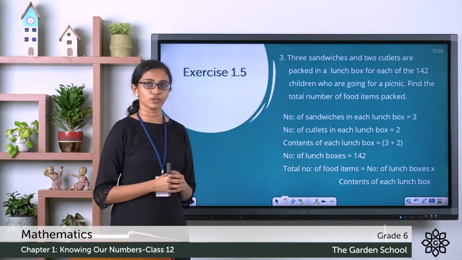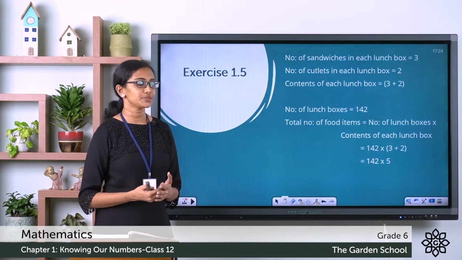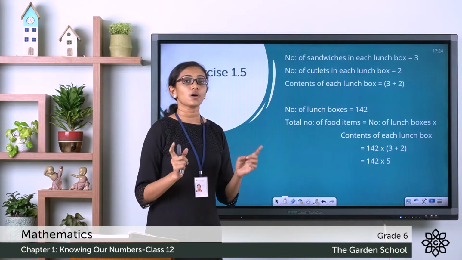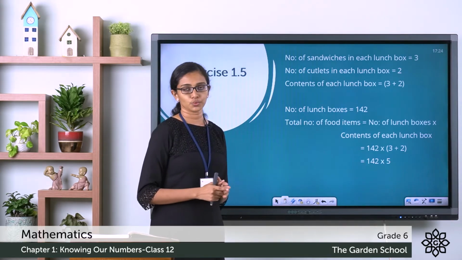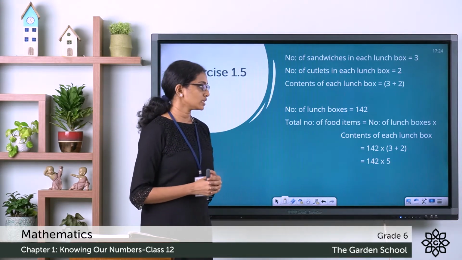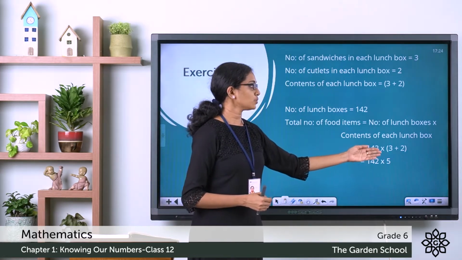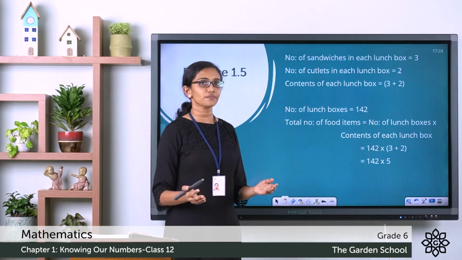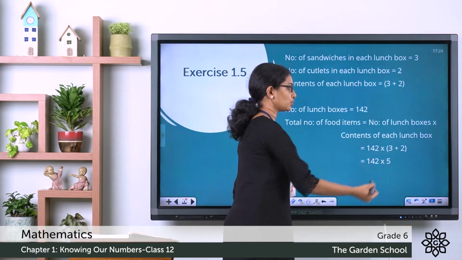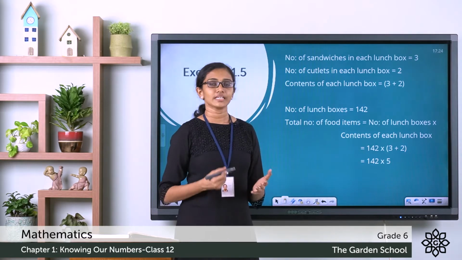So how can we find out the solution? Let's substitute the numbers here. The total number of food items is equal to 142, that is the number of lunch boxes, into the contents of each lunch box, which is 3 plus 2. So we have written the mathematical expression for the calculation. See, how can we simplify this? We can rewrite this as 142 into, what is 3 plus 2? 5. So instead of doing 142 into 3 plus 142 into 2, we have simplified the steps to 142 into 5. Let's do the multiplication.